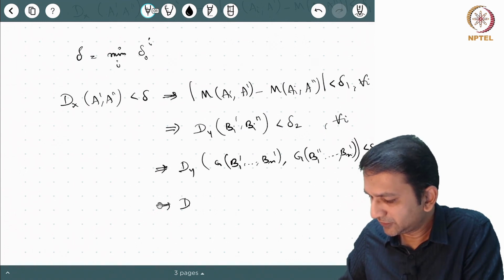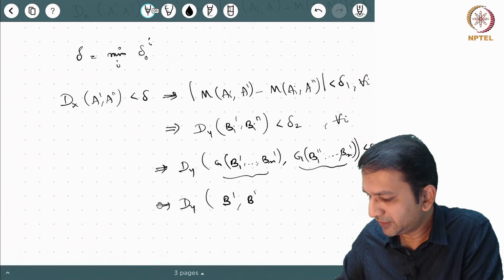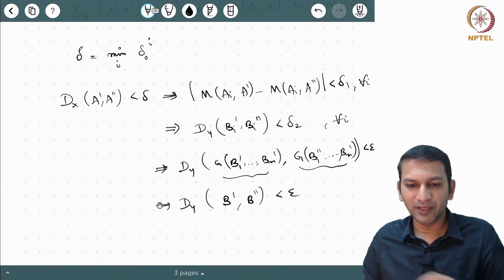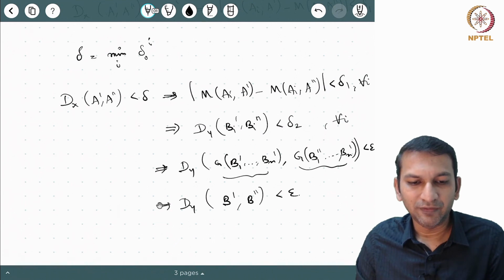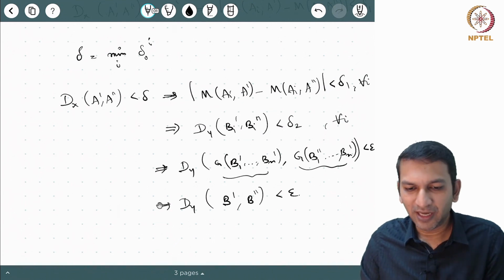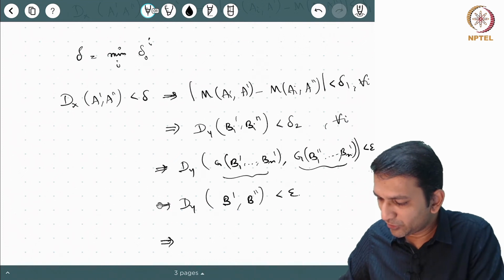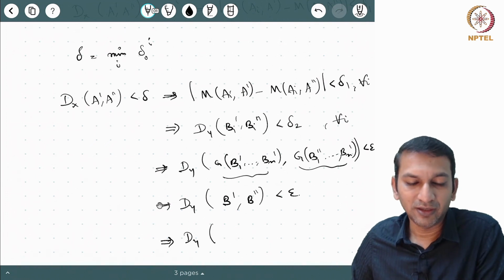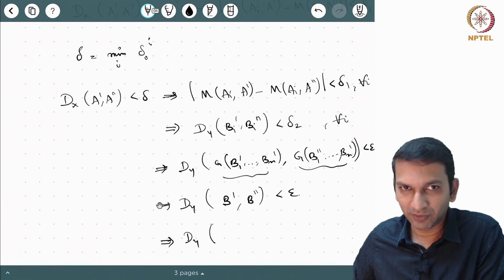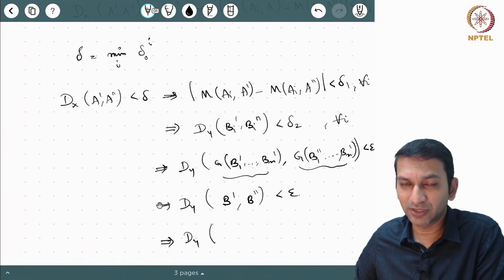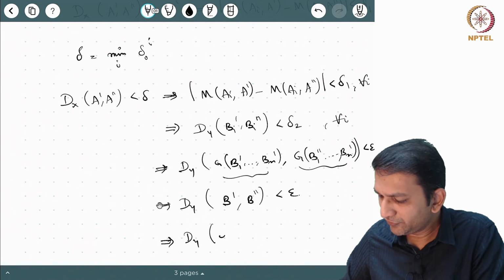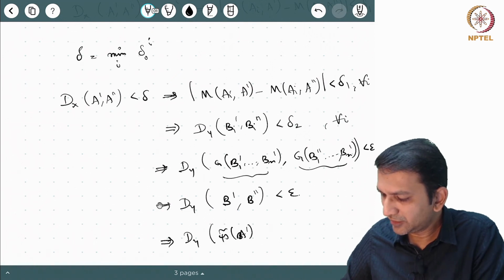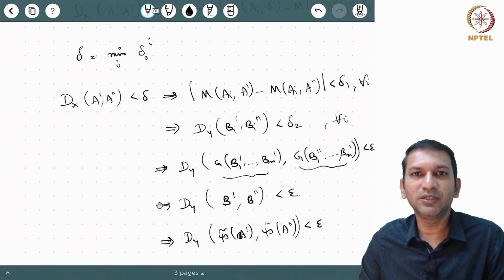But what is this? It's nothing but this quantity is b' and this quantity is b''. So we know that this is less than epsilon. So this is exactly what we wanted to prove. We have taken a' and a'' to be arbitrary, and what we have shown is for any given epsilon, there will exist a delta such that if a' and a'' are close enough in the x space, closer than delta, then dy of psi tilde of a' and psi tilde of a'' are closer than epsilon with respect to the metric that we have on y.